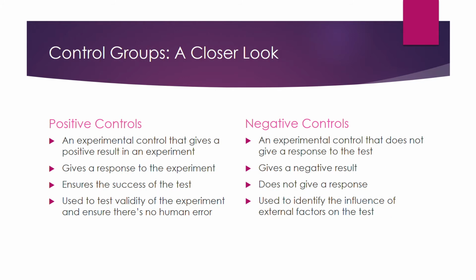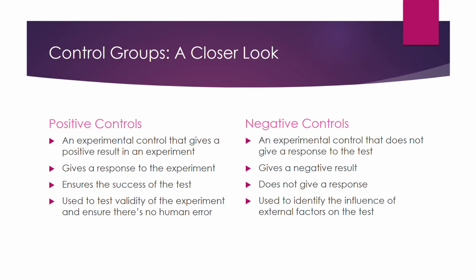Okay, so by having an experimental group and a control group, scientists can determine if, in fact, their independent variable has an effect on their dependent variable and decide whether their hypothesis should be supported or rejected. And scientists often include two control groups. They're called a positive control and a negative control.